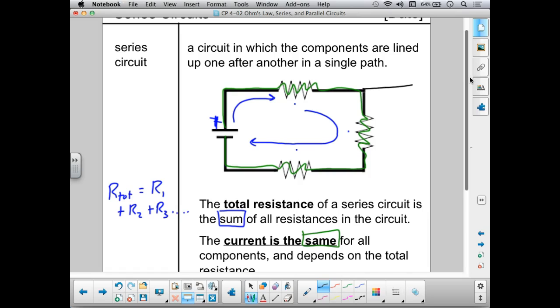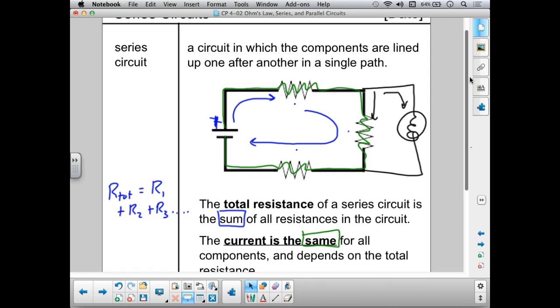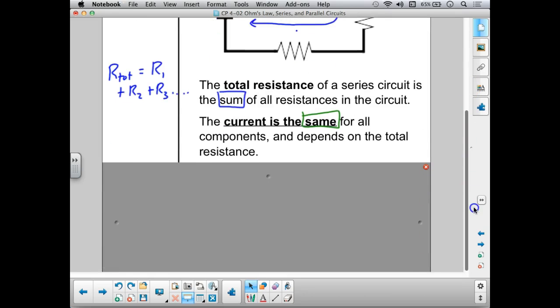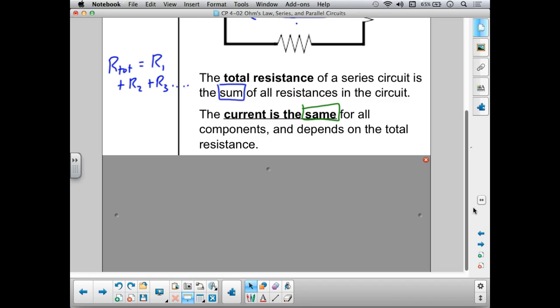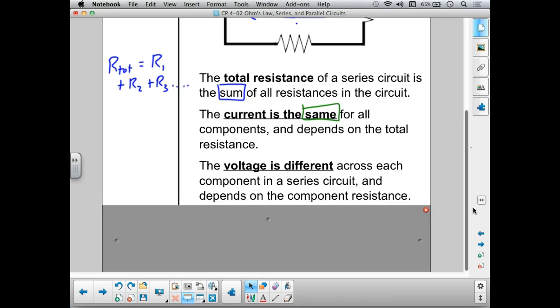If we added on, let's say we had a bulb over here on the right hand side, now there are two paths for current to flow. Current could go through this resistor, or it could go over here through that bulb. That is what's called a parallel circuit. We'll do it later. In a series circuit, there is only one path, one loop, to get from positive to negative. Because there's only one path, the current has to be the same, because that is how electricity is flowing. Only one way for it to flow.